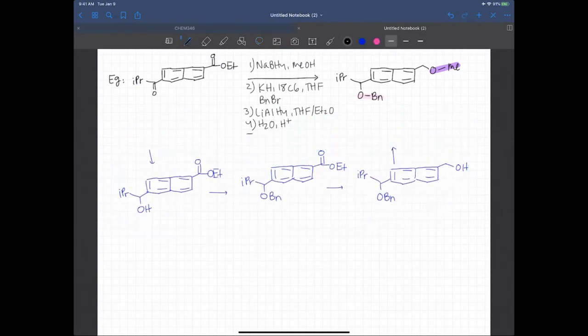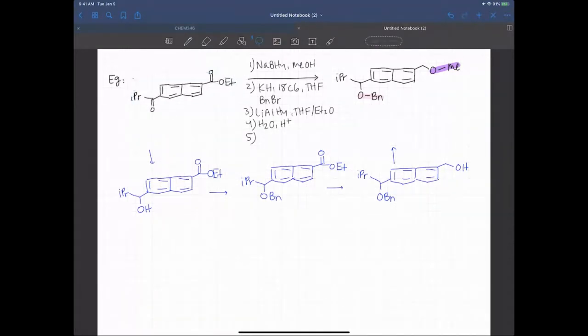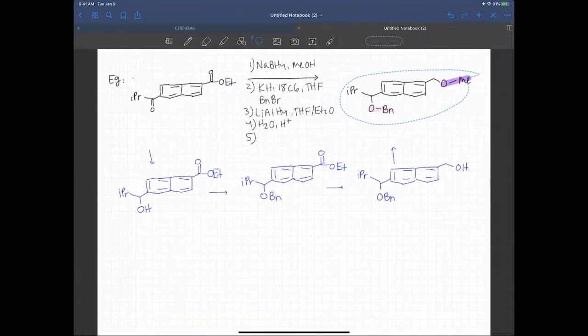Step 5, you're going to conduct the ether synthesis here, right? And you're going to use a strong base. So sure, go ahead and use the same thing. And this time you're going to add methyl bromide or methyl iodide. Okay, so this is how you would synthetically go about getting the final product.